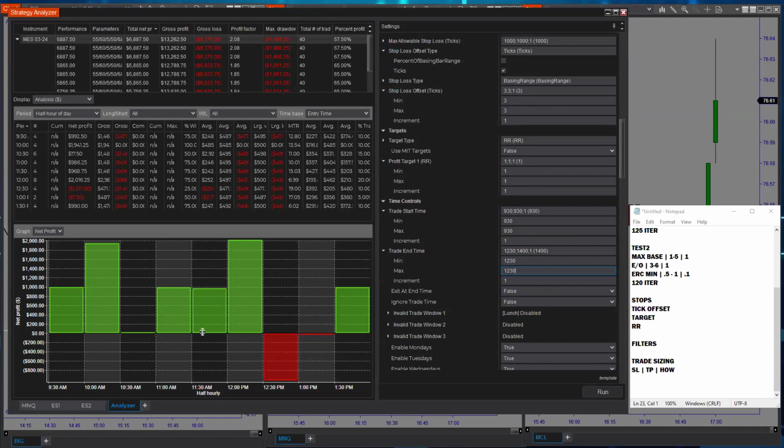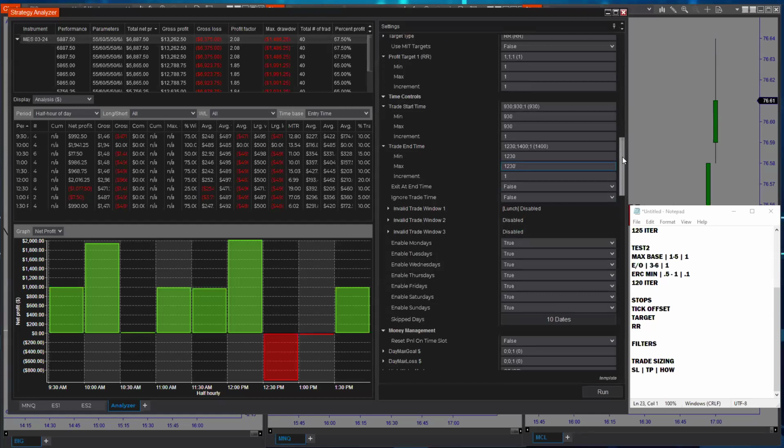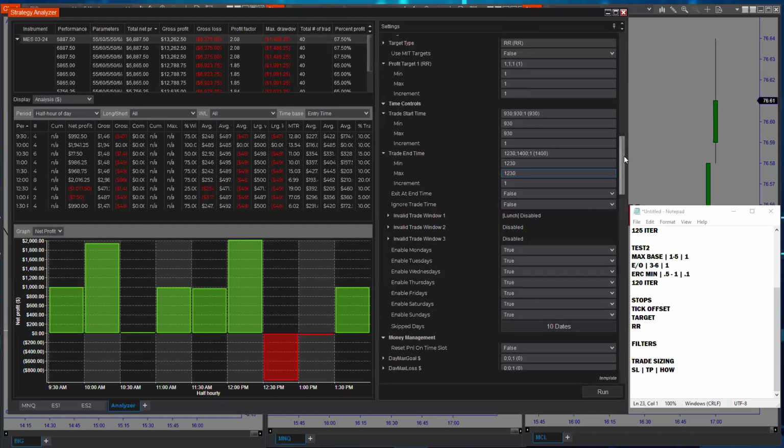You would see the dotted lines on your chart, Greg. You'd see the green and red dotted lines. That'll tell you when things are active or disabled.